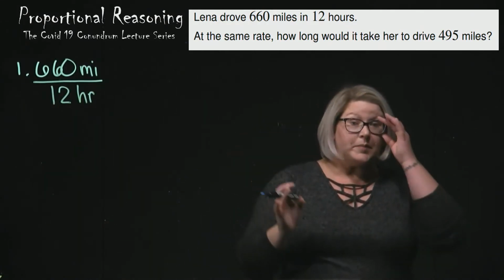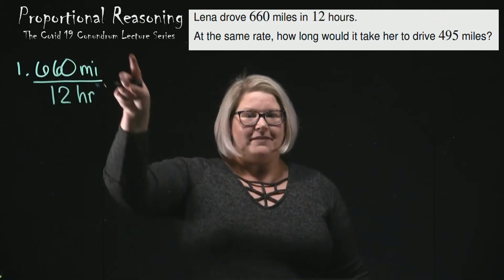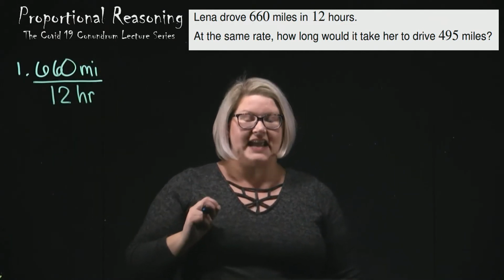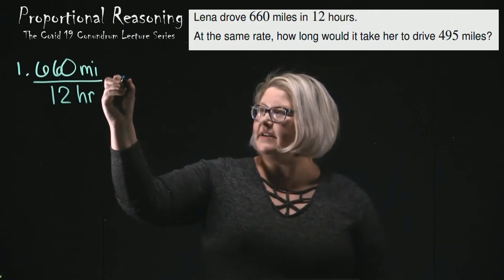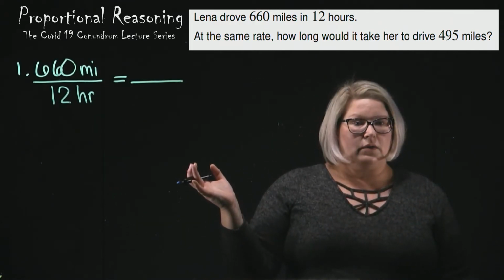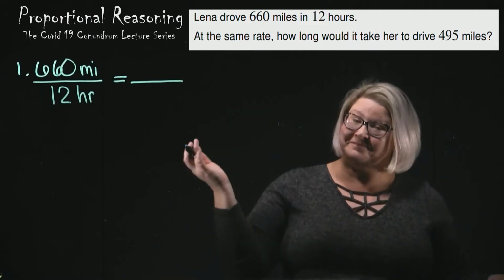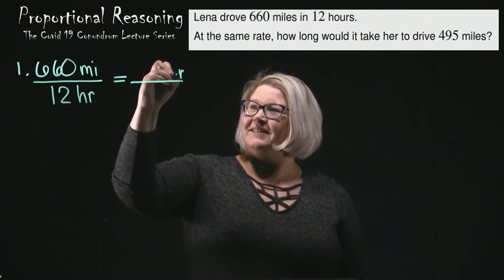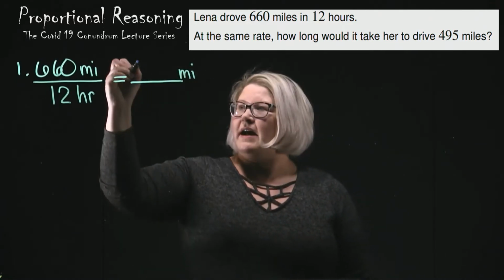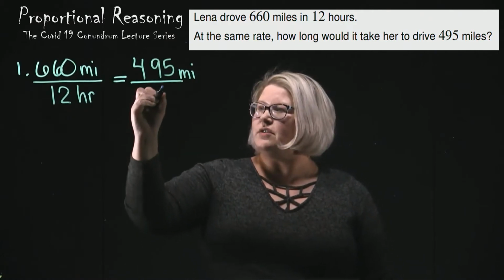So I just set up a proportion like that. They're saying at the same rate, which is my rate, miles per hour, how long will it take her to drive 495 miles? All right, well, which side is the miles? Is top miles or is bottom miles? The top is miles. So I'm going to set 495 here, and then I'm just going to use a variable to represent my hours.